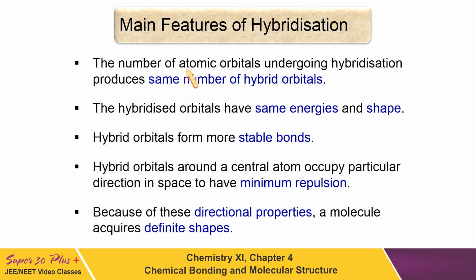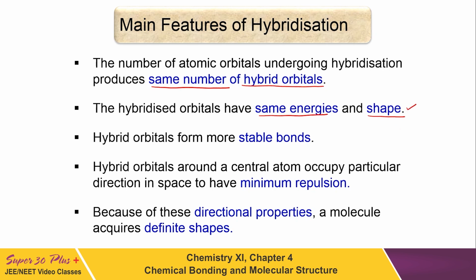The number of atomic orbitals that undergo hybridization produce the same number of hybrid orbitals, which means if in the hybridization 2 orbitals participate, then new hybrid orbitals formed will be 2 in number. If 3 participate, new will be 3 in number. If 5 participate, new orbitals formed will be 5 in number. If 7 participate, obviously there will be 7 in number. So another point is hybrid orbitals have same energies and shape.